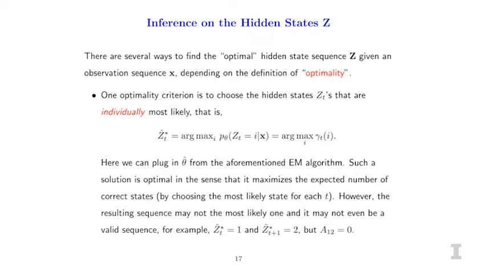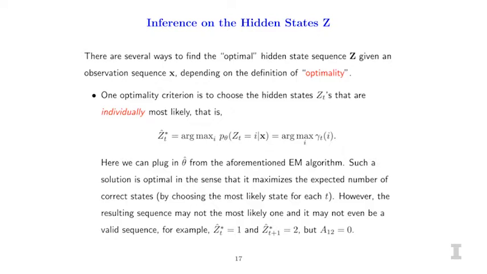Previously, we talked about how to use the EM algorithm to estimate the model parameter theta given a sequence of observations x1 through xn. Naturally, once we estimate the parameter theta, we also want to know what we can say about the latent states z1 through zn. For example, what would be our best guess of those latent states?